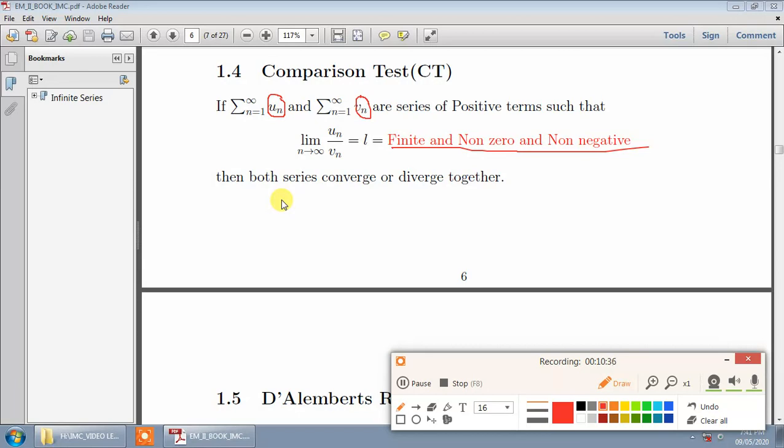What is the meaning of both converge or diverge together? It means if the first is convergent, the second also will be convergent, and if the first is divergent, the second also will be divergent. So this is very important. L should be finite, it should not be infinite. It should be non-zero, meaning it should not be zero, and it should be non-negative, meaning it should not be negative. If this happens, then your comparison test is valid, it is working for you, and we can have the condition checked, and if this condition is applied, then both series converge or diverge together. So that is your comparison test.